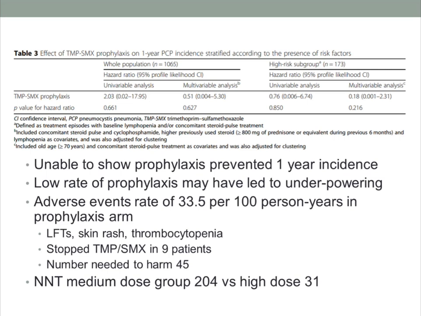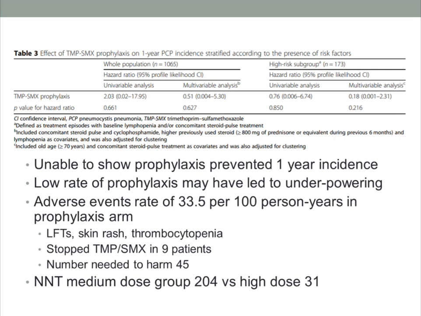And that was compared to the number needed to treat in the medium dose group of 204 to prevent 1 case of pneumocystis, and then the high dose group 31. So they acknowledged the limitations of this being a retrospective study, said in the high dose group, maybe it's reasonable to consider prophylaxis because 31 is less than 45, but in the medium dose group, it's really trying to find that high risk subgroup, patients who are lymphopenic and getting pulse doses, maybe they benefit more.